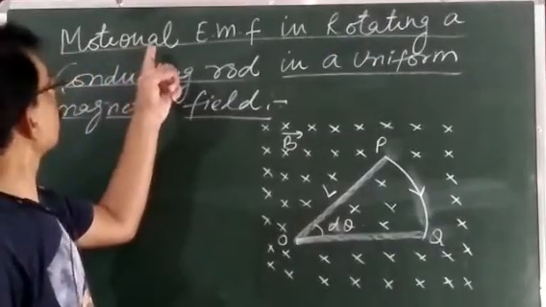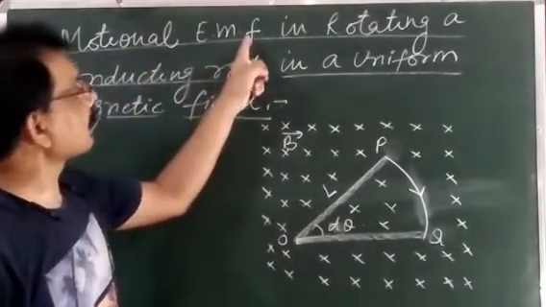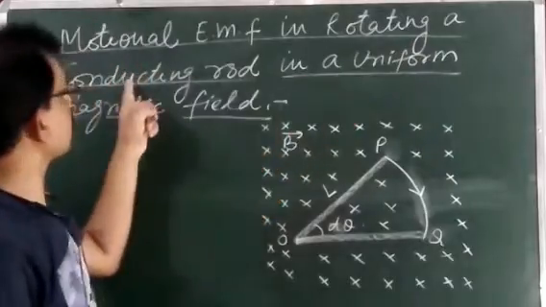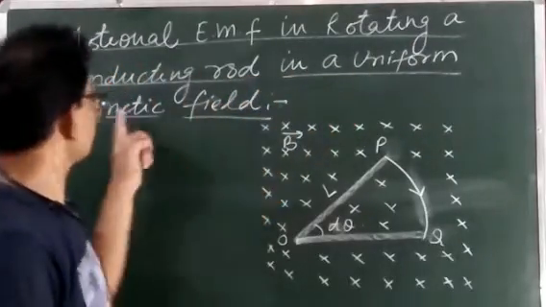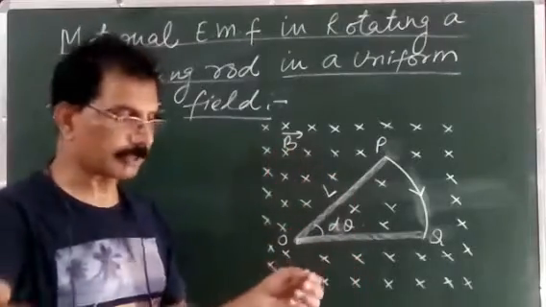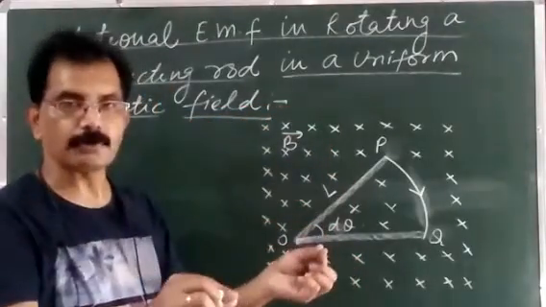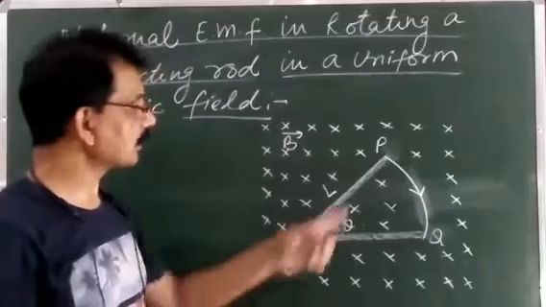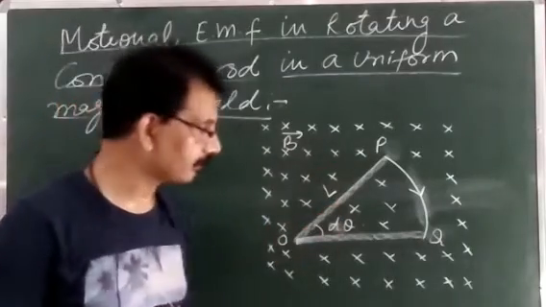In this video, I am going to discuss the motional EMF in a rotating conducting rod in a uniform magnetic field. If a rod is rotated in a uniform magnetic field about any axis, then how much induced EMF is set up across its ends?